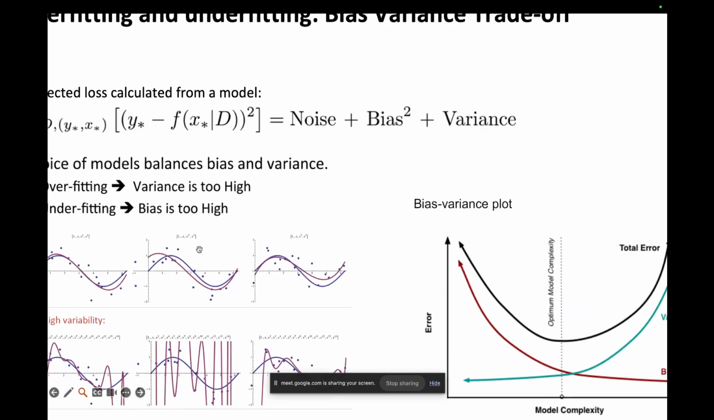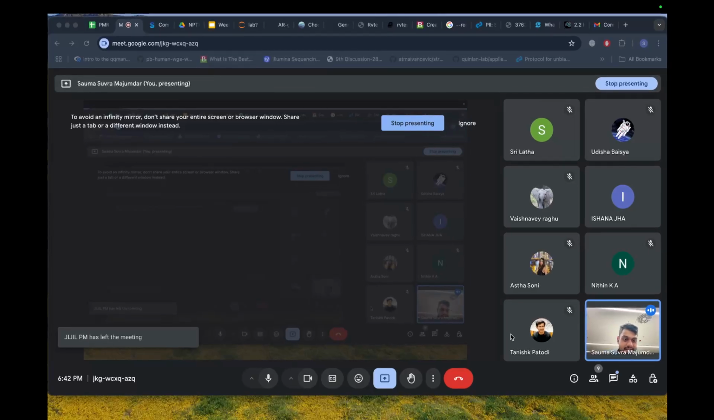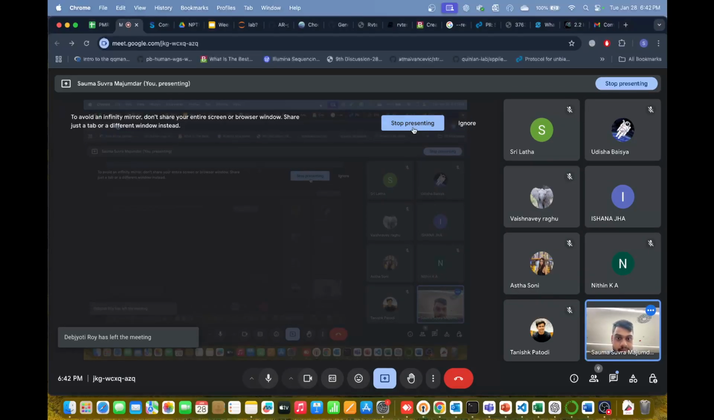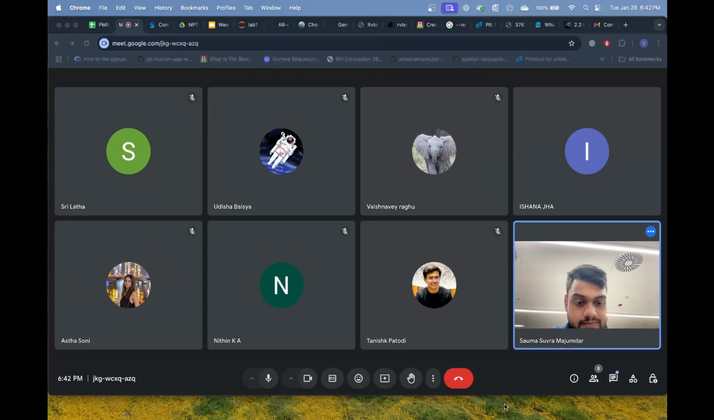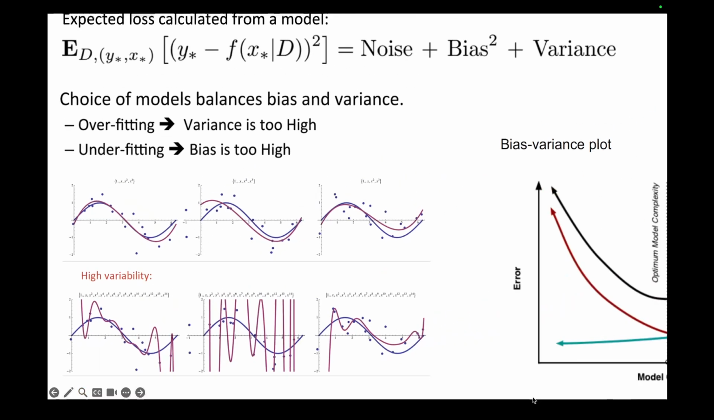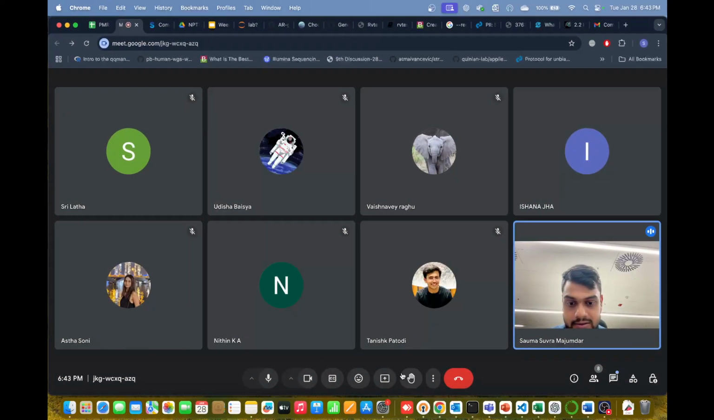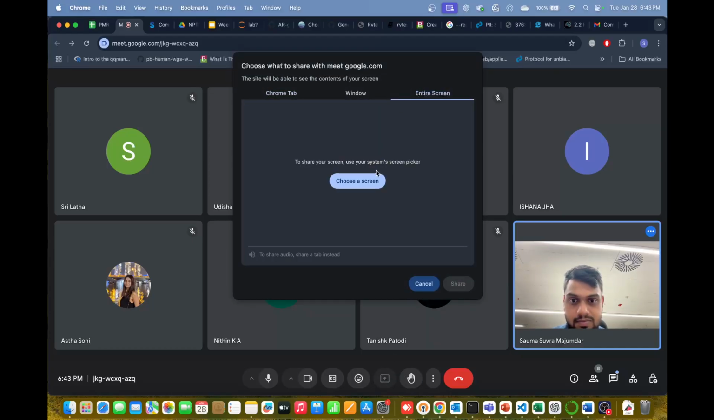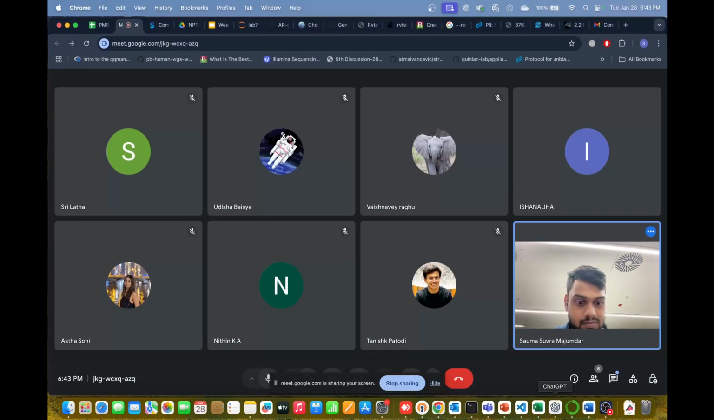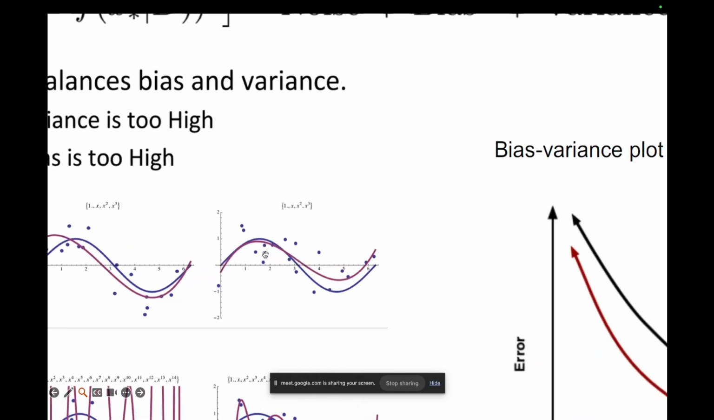Actually, I think this is an example only. So I'll explain this particular plot. Just give me a minute. Okay, let me explain this.